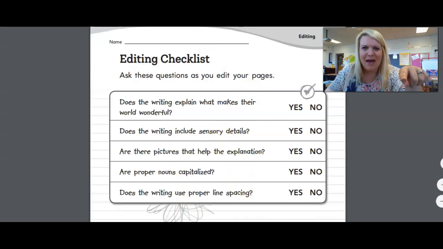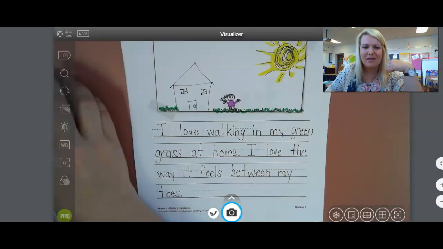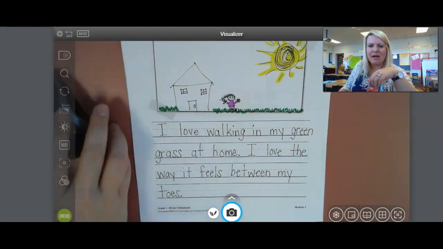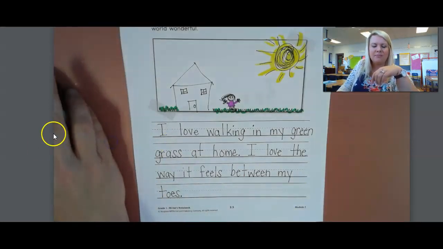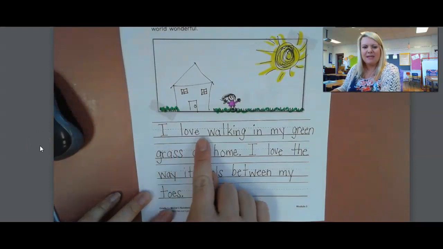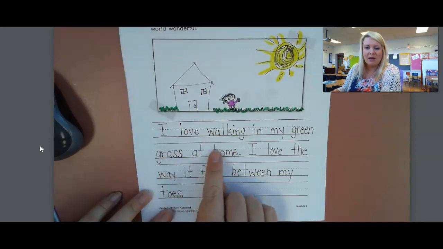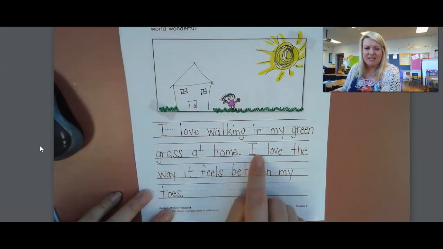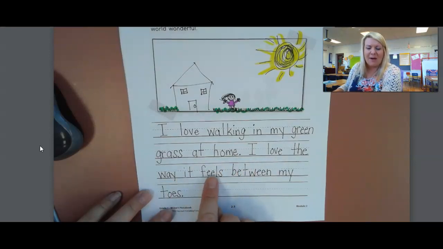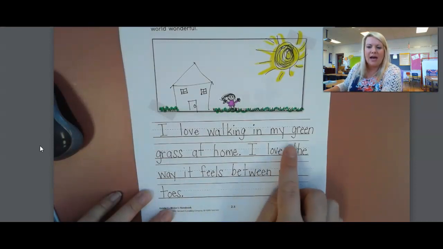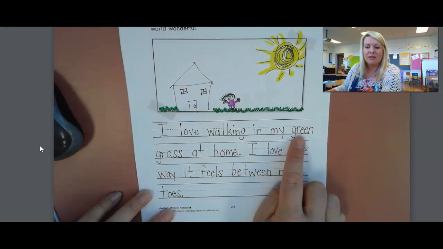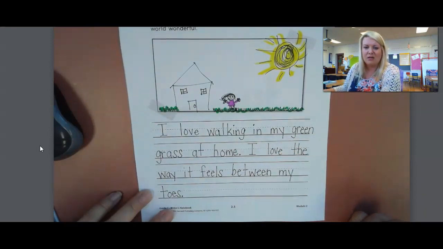So let's go back. Okay, so let's go back right here and look at my writing. So I have spaces between my words. I started my sentence with a capital letter. I ended it with a period, so I have punctuation. My sentences make sense. I talked about the way it feels, so that's touch. Okay, I used the word green to describe the grass. That's the way it looks. Okay, I think this page is pretty good. This one makes sense.